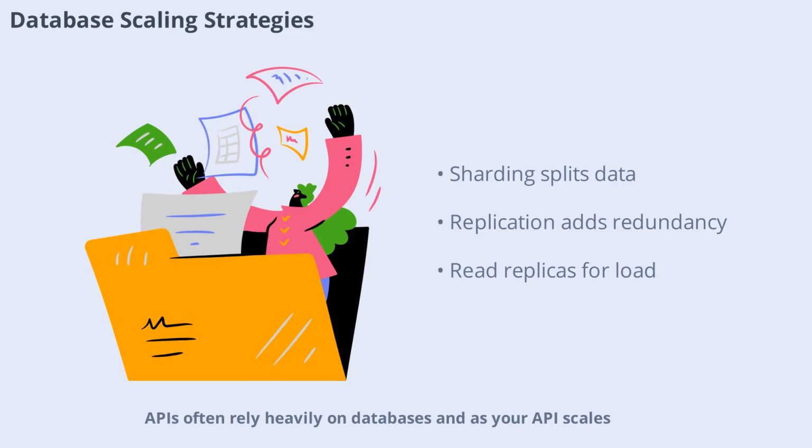APIs often rely heavily on databases, and as your API scales, so must your database. There are several ways to scale databases: vertical scaling, sharding, replication, and using RAID replicas. Sharding splits your data across multiple databases, while replication creates copies for redundancy and load distribution. Choosing the right approach depends on your data structure, query patterns, and consistency needs. A well-scaled database is essential for a high-performing API.